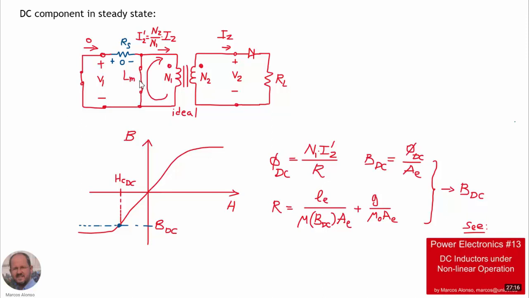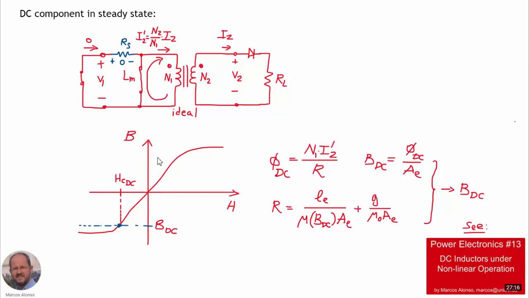The magnetizing inductance behaves as a short circuit, and the DC current is circulating through the magnetizing inductance in this way, as shown here. We have a short circuit here which corresponds to the AC voltage source. So in steady state, the DC component of the voltage across RS is 0, and therefore all the current is circulating, as shown here, through the magnetizing inductance, and this DC current is going to generate a DC magnetic flux in the transformer.